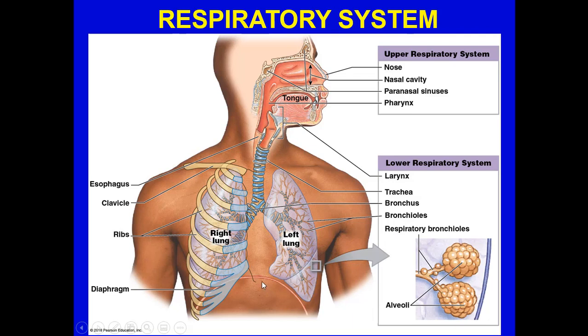I also want to keep mindful of several of the nearby structures that can be affected or play a role in the respiratory system, and that, of course, is the diaphragm. We have the ribs. We have also, of course, the clavicle. And behind the trachea, and it's very important, is the esophagus.